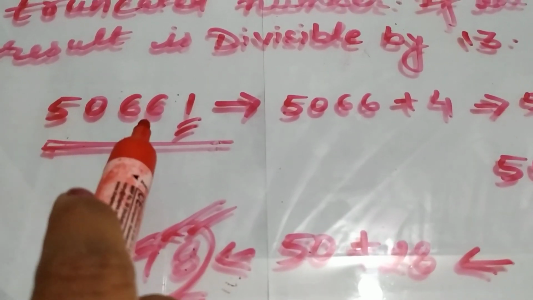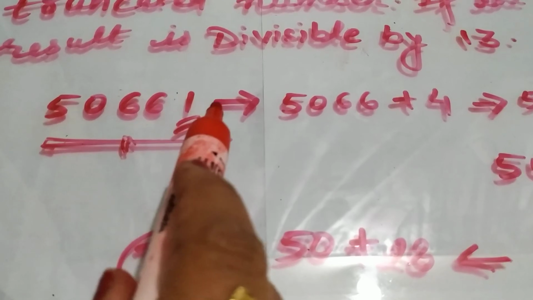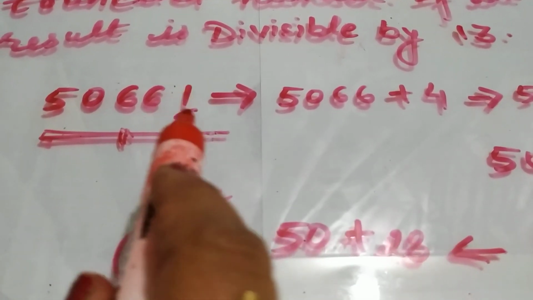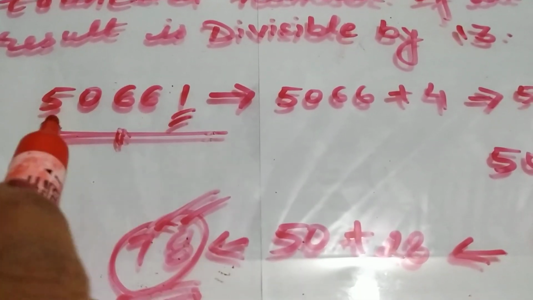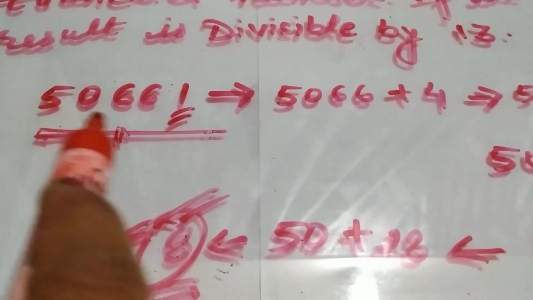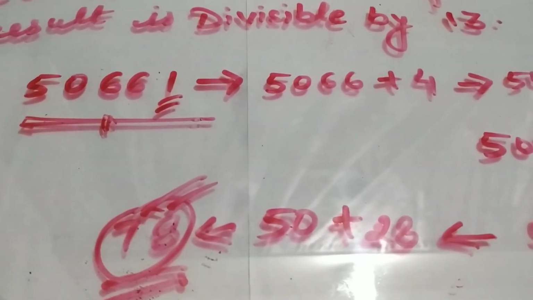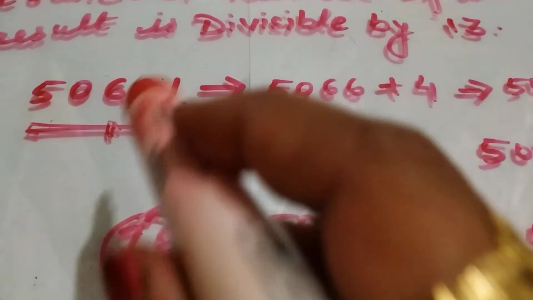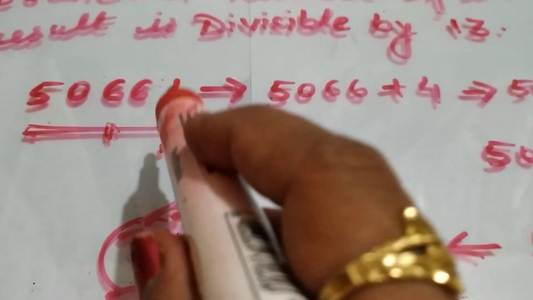So what you do? Add 4 times the last digit to the remaining leading truncated number. If the result is divisible by 13, then the original number is also divisible by 13.